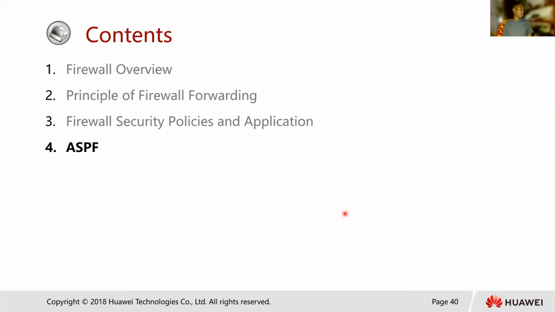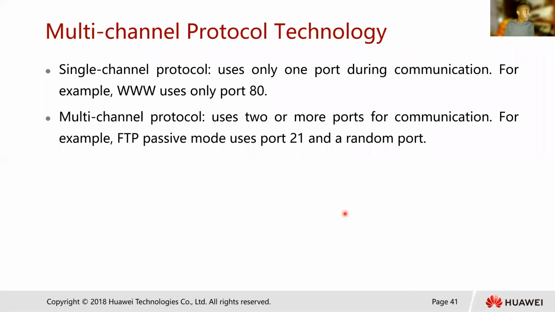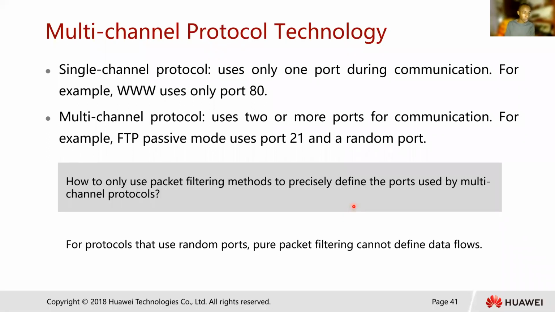So there is also something called ASPF. What is ASPF? Application specific packet filtering, right? A single channel protocol will only use one port during communication. For example, www will only use one port, but FTP passive can use 21 and another random port.